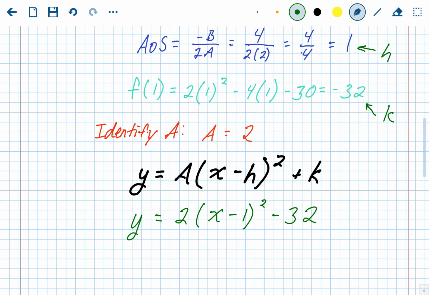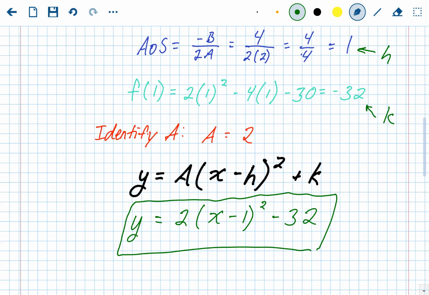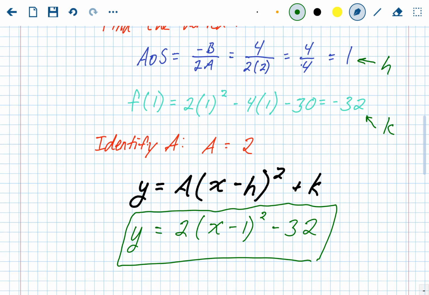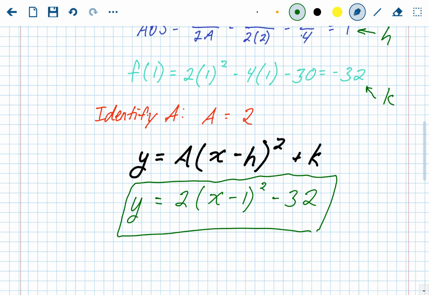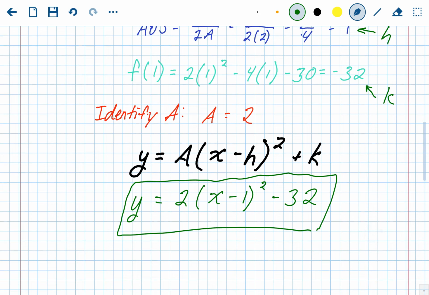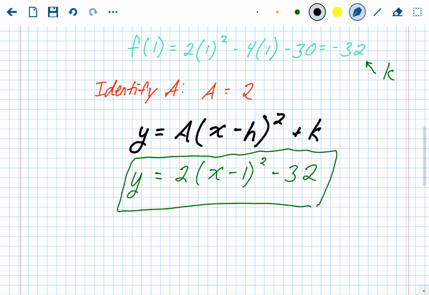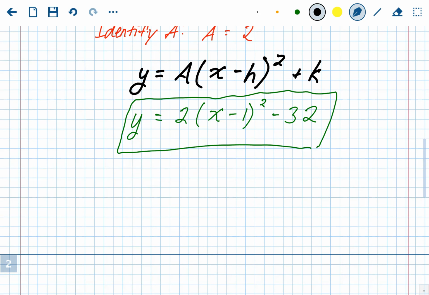Now again, remember in vertex form, the vertex is always the opposite of the inside number. So we see minus 1, but we know the vertex is at positive 1. And then the last number, we see negative 32, so the y value is negative 32. All right, so that's vertex form. Let's do one more, going from standard to vertex.